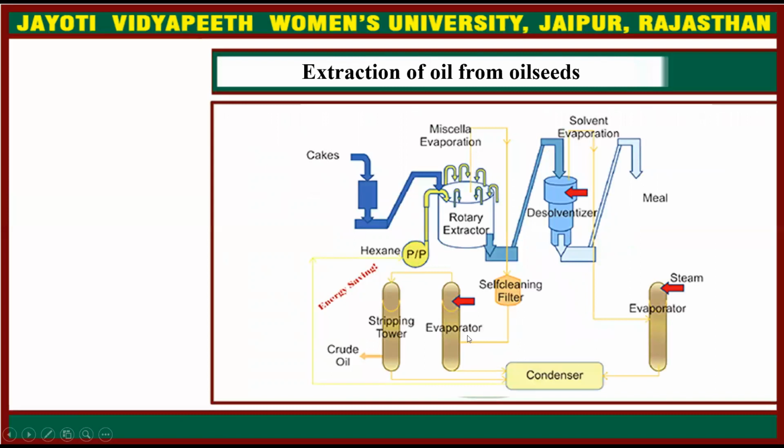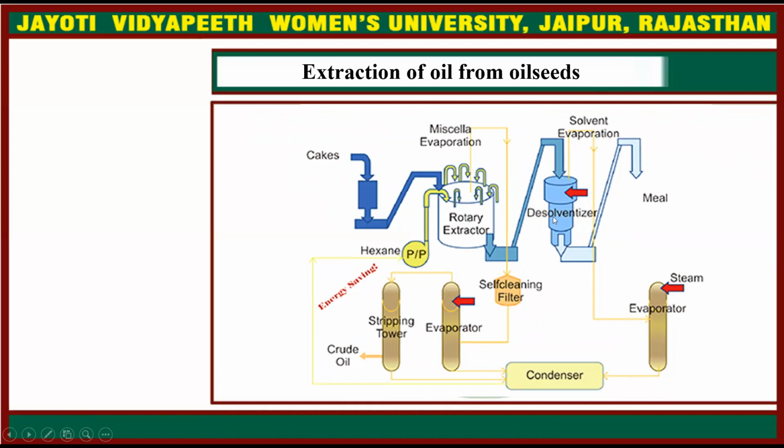Then extraction of oil from oil seeds. The cake is incorporated into the hexane. Then there is micellar evaporation in the rotary extractor. The micella passes through a self-cleaning filter. They will evaporate in the stripping tower. Crude oil is obtained. It is an energy saving process.